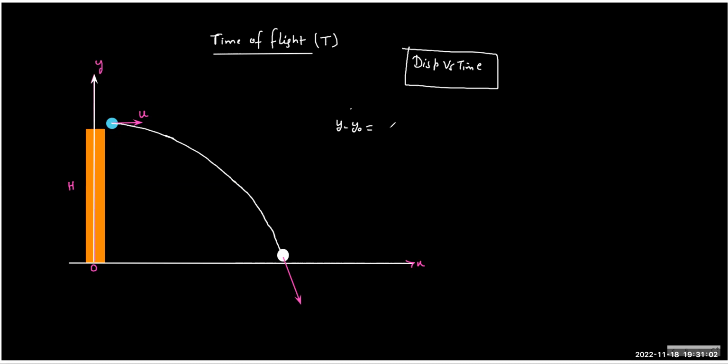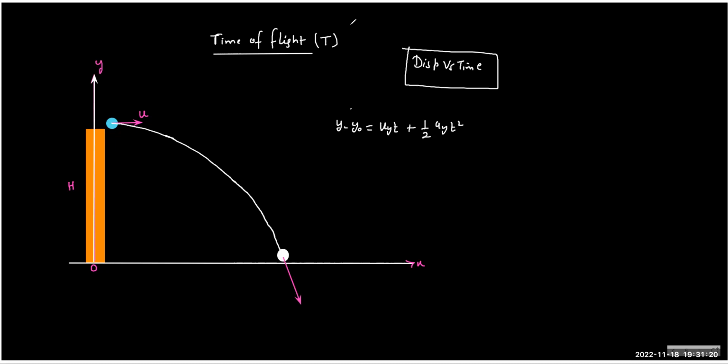But you have to change this habit. I mean, you're still sticking to class 9th. Y minus Y naught equals UYT plus half of AYT square.